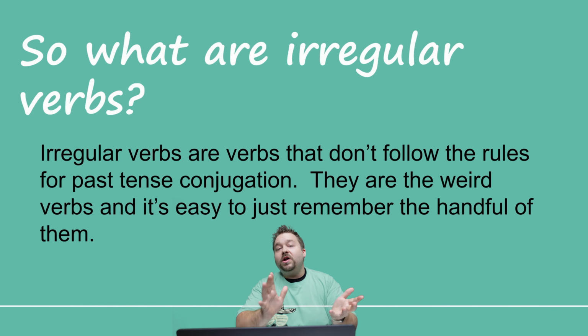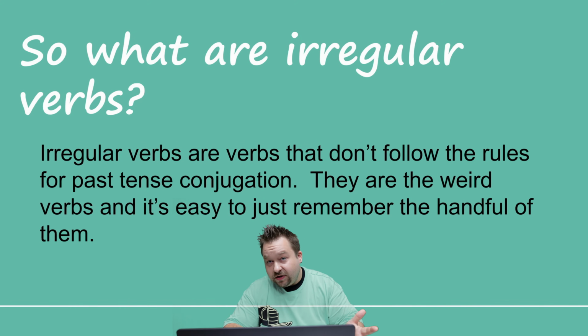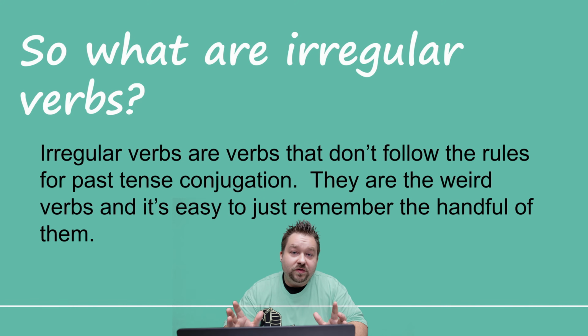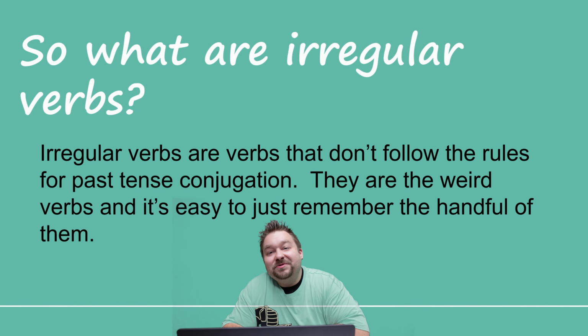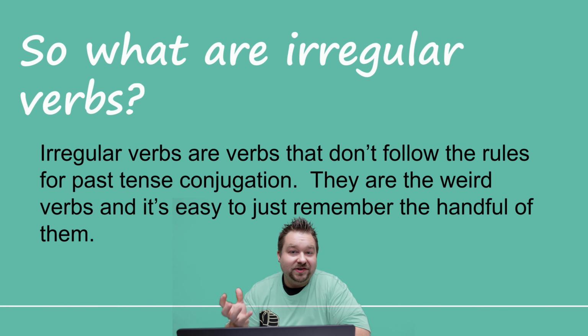So now, what are irregular verbs? Well, irregular verbs are verbs that don't follow the rules for past tense conjugation. They're the weird ones, right? It's easier to just remember them by themselves, okay? It's easier to remember a few strange words. Think of it like a spelling test or something. You remember those words for that spelling test. But at least this way we can use them.